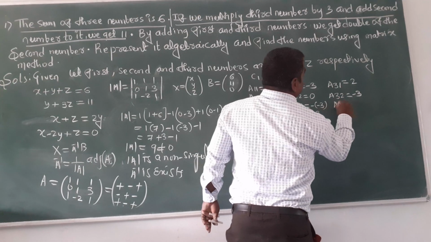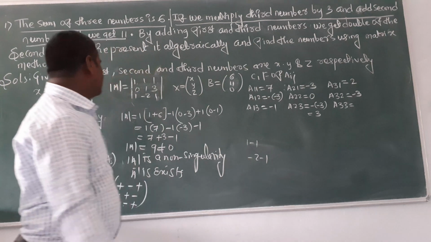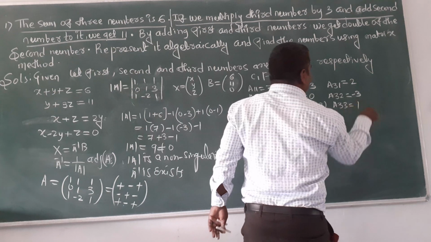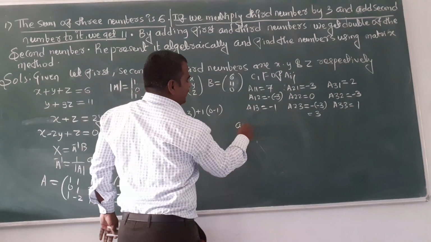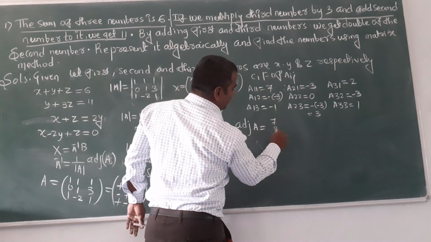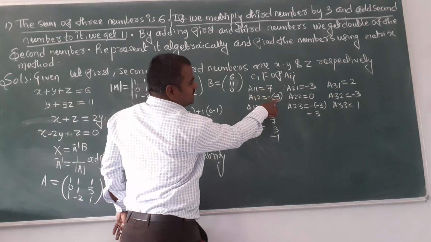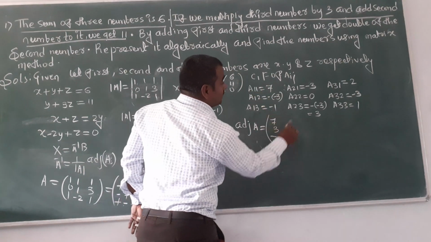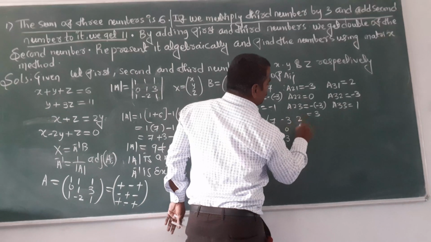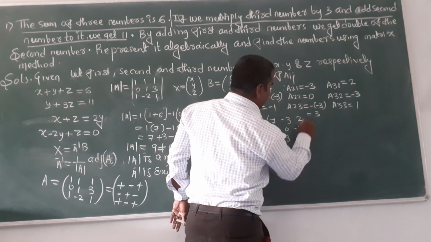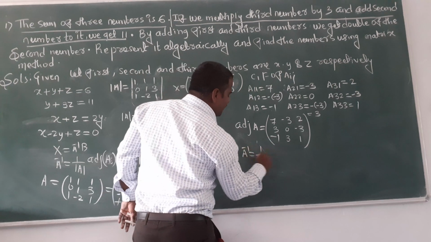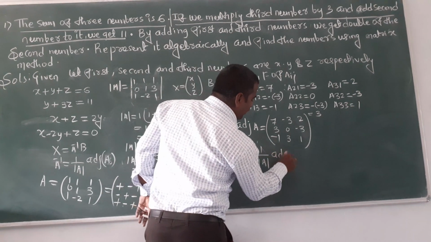Last one, A33. The result is this one, 1 and 0. Shall I write it directly? 1. So what are the elements? Elements of A. Write the values directly: 7, 3, minus 1. Here, minus 1. Here, minus 3, 0. Shall I write 3? So 2, minus 3, 1. Correct? Next, what are you going to find? A inverse. What you are going to find is the determinant of A and the adjoint of A.